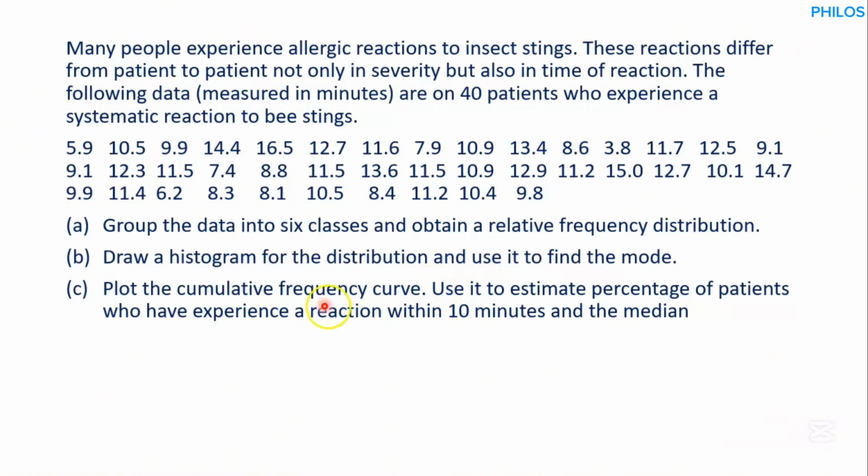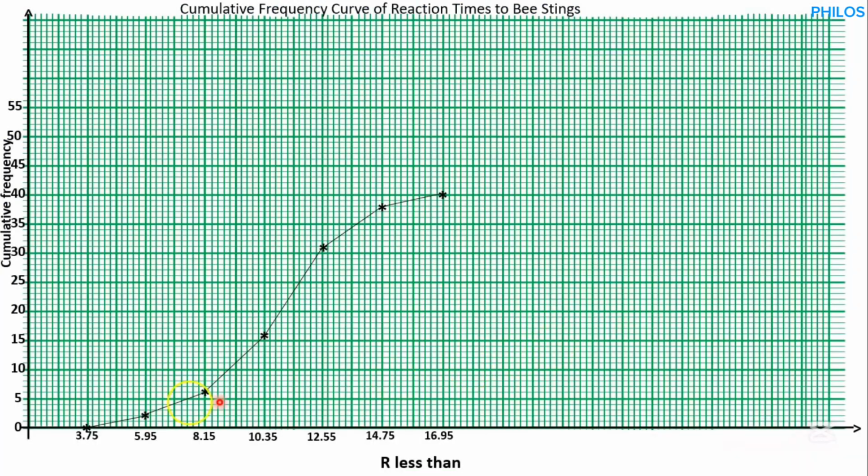The question says, after plotting the cumulative frequency curve, we should use it to estimate the percentage of patients who have experienced a reaction within 10 minutes and the median. So to do that, let's go back to our graph sheet. Since the question says within the first 10 minutes, we are going to locate a reaction time of 10 minutes on the x-axis. Okay. So how do we locate a reaction time of 10? Now you have to do the estimation yourself.